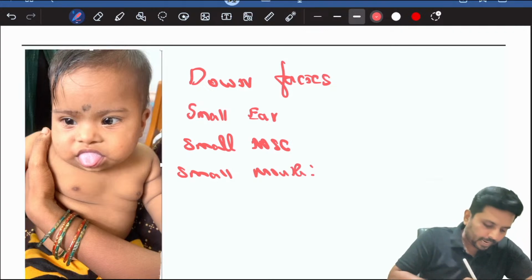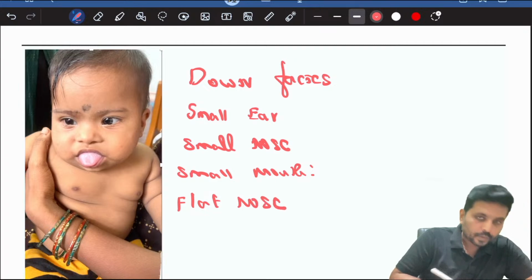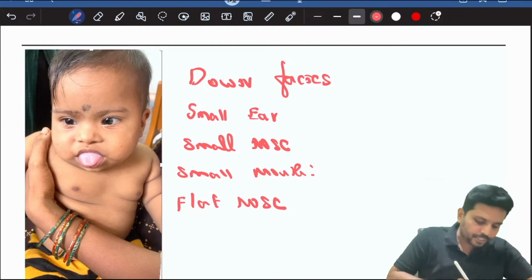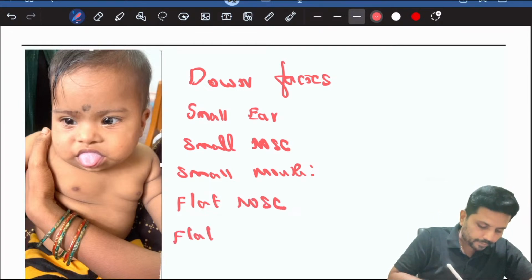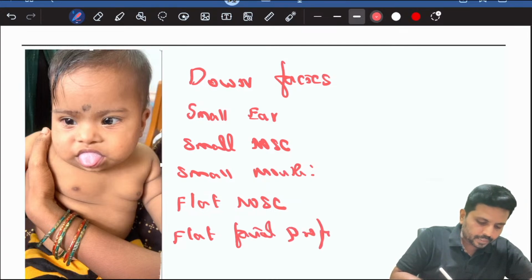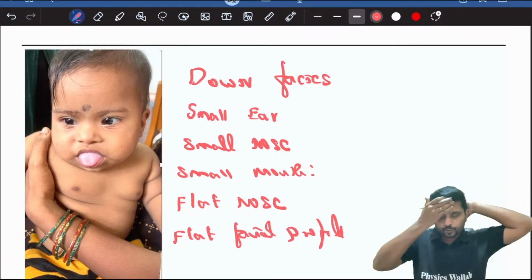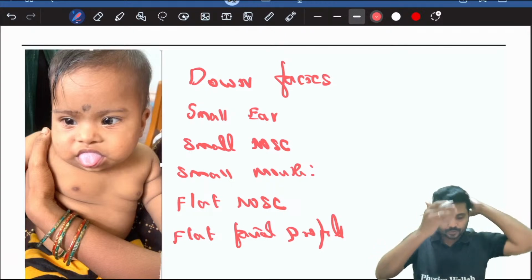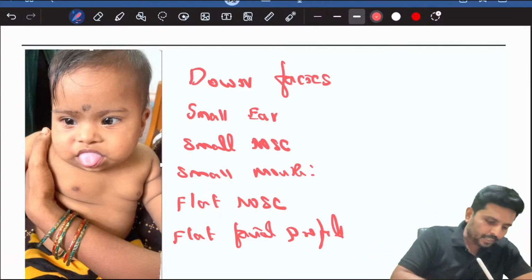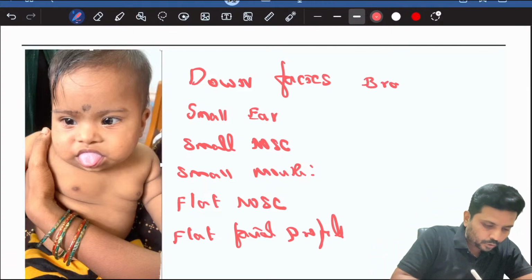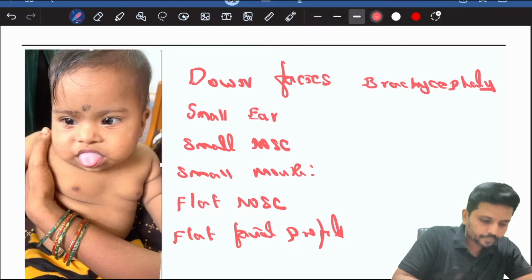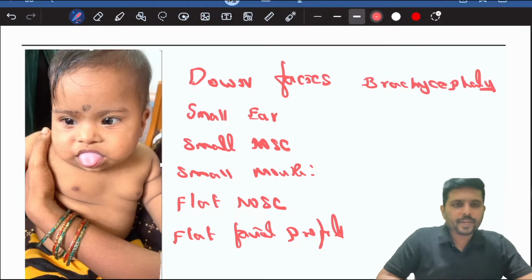Apart from that, they have a flat nose. They have a flat facial profile. That is, the anteroposterior diameter of their face is very flat. That is called brachycephaly.